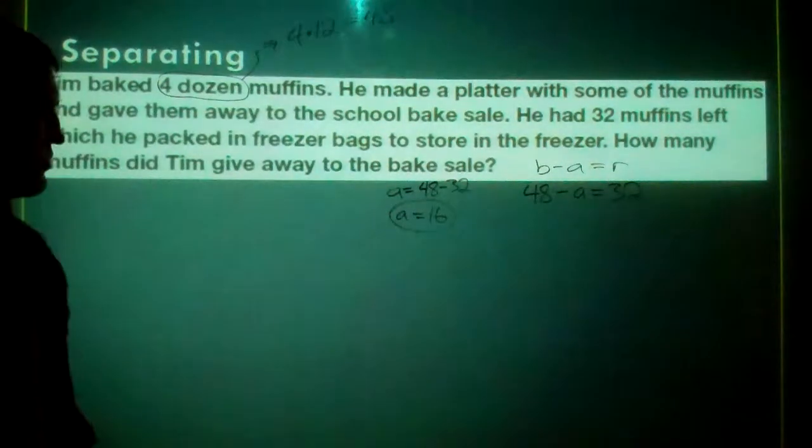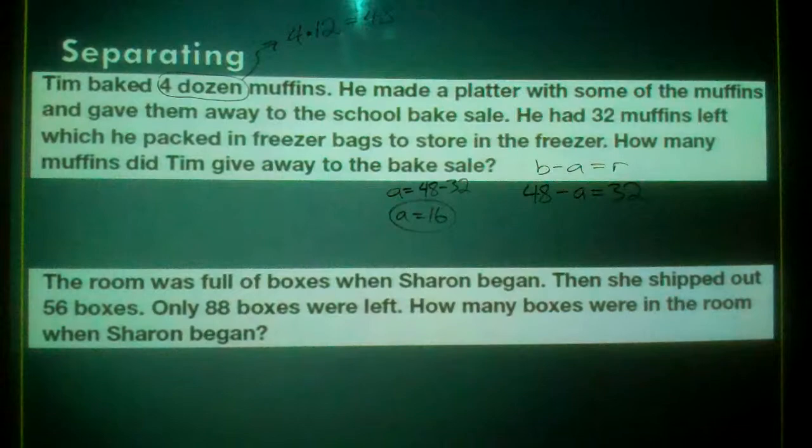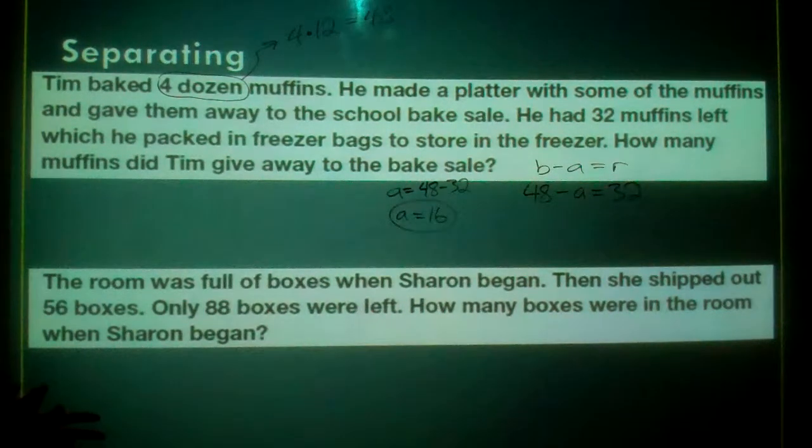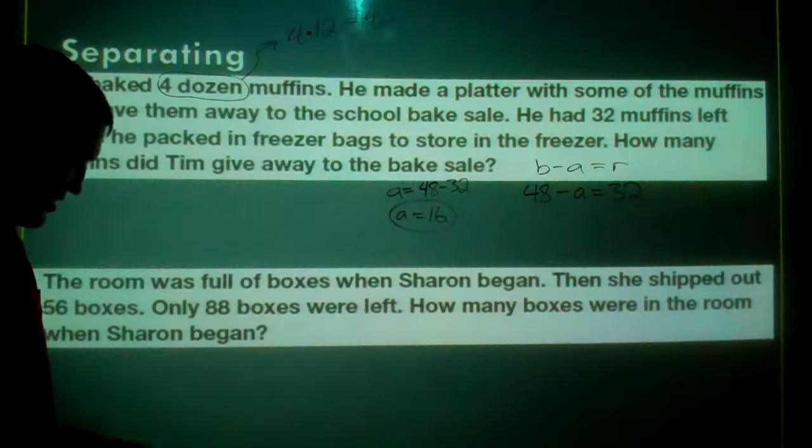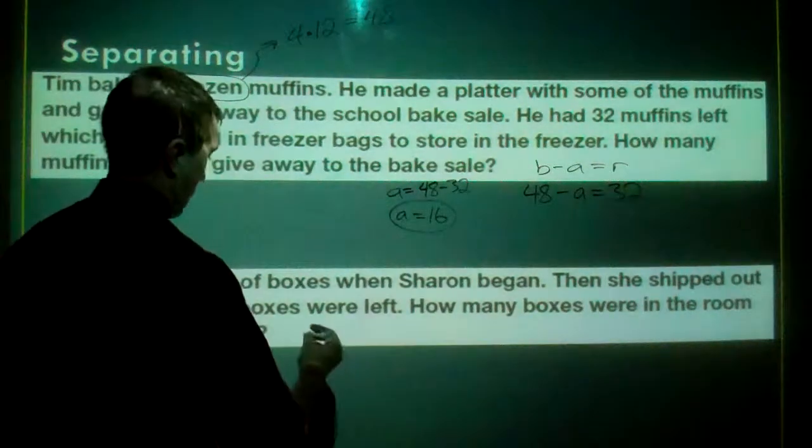Let's look at our last one here. Alright, the room was full of boxes when Sharon began. Then she shipped out 56 boxes. Only 88 boxes were left. How many boxes were in the room when Sharon began? Okay, so we're looking for that beginning amount this time. That means we're looking for B.